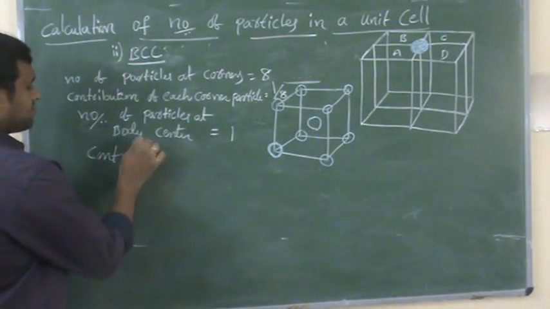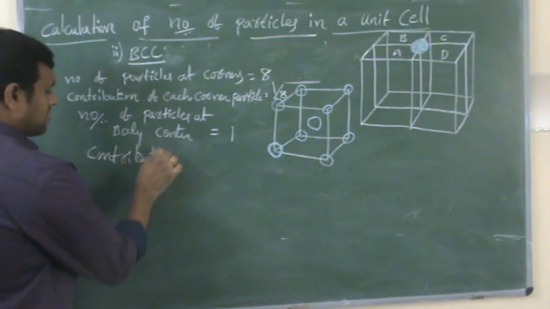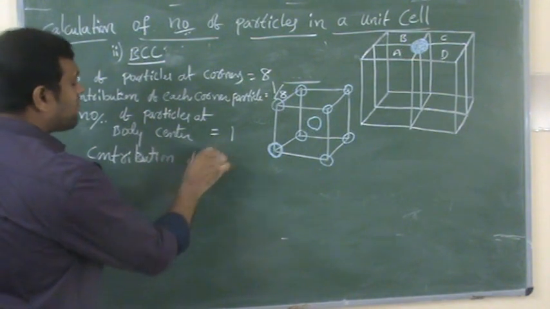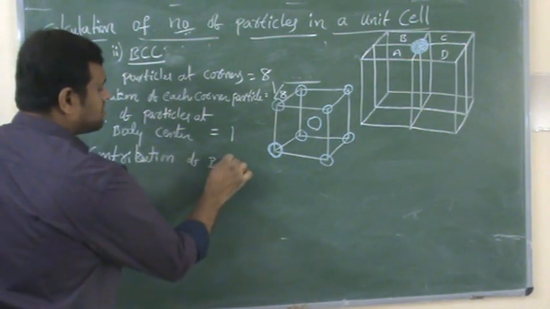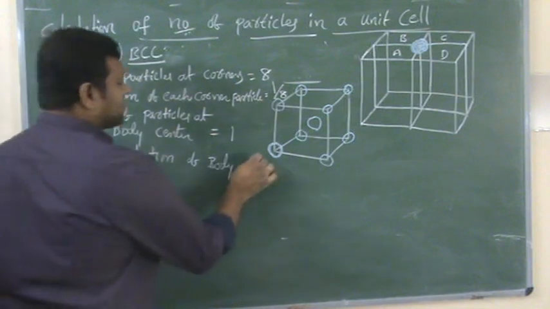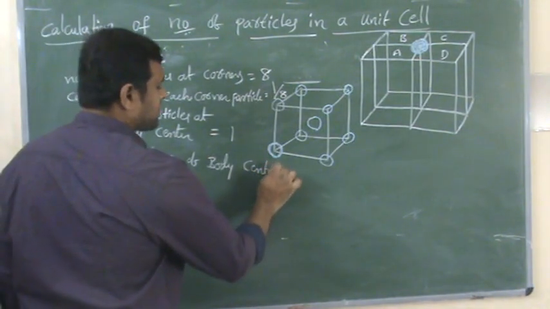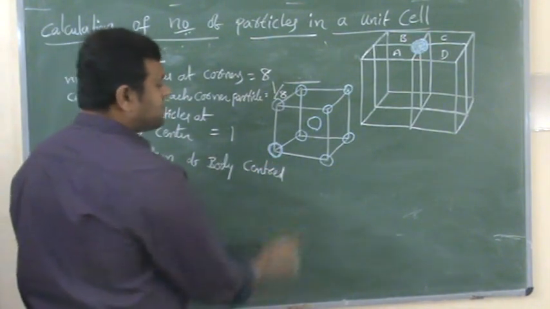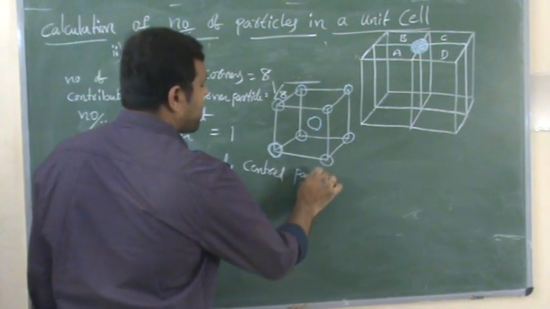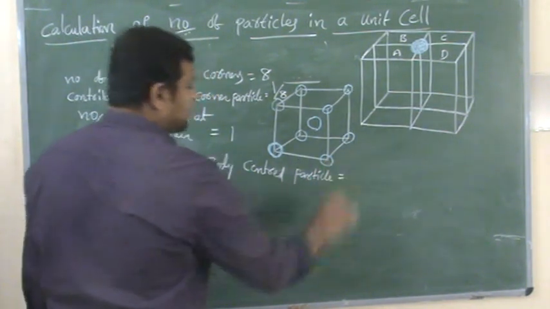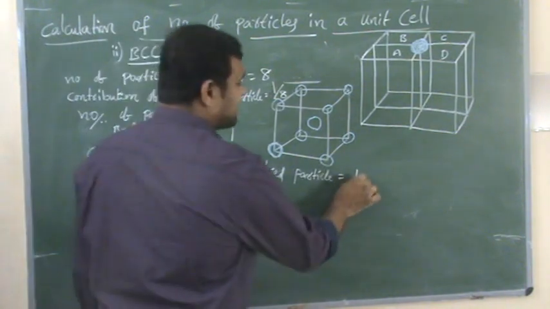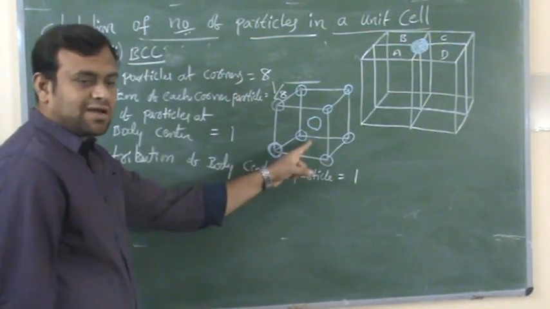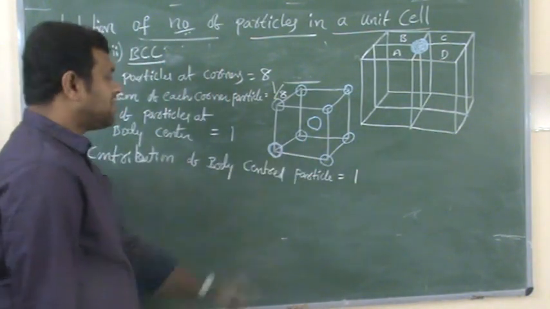Contribution of body center particle. Contribution of body center particle is equal to how much? It is also 1. Why? Because the particle belongs to only one particular unit cell.